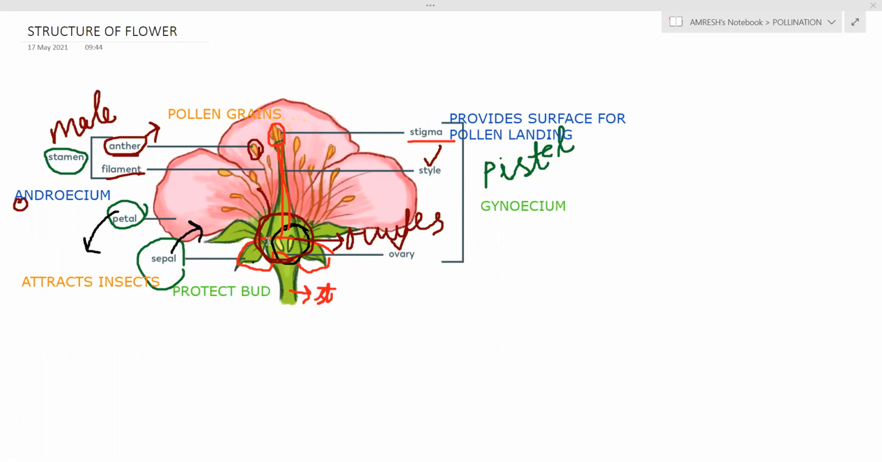Next is your male part. Male part is stamen. Stamen has two parts, anther and filament. Function of anther is to produce pollen grains, and stamen is also called androecium. Next is your pistil. Pistil has three parts: ovary, style, and stigma. Ovary is the swollen base which has ovules inside it, and above that ovary a stalk arises called style. At the end of the style, we have a swollen end called stigma. It provides surface for pollen landing.